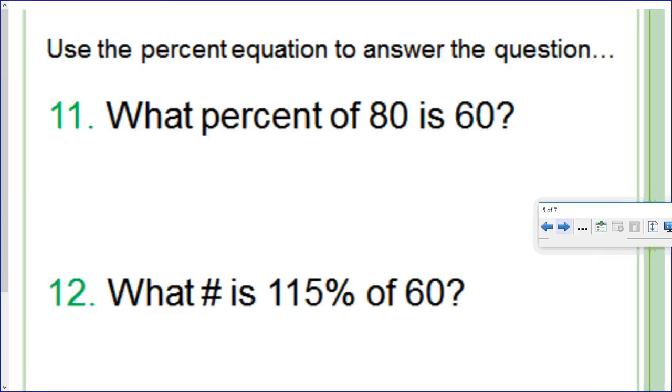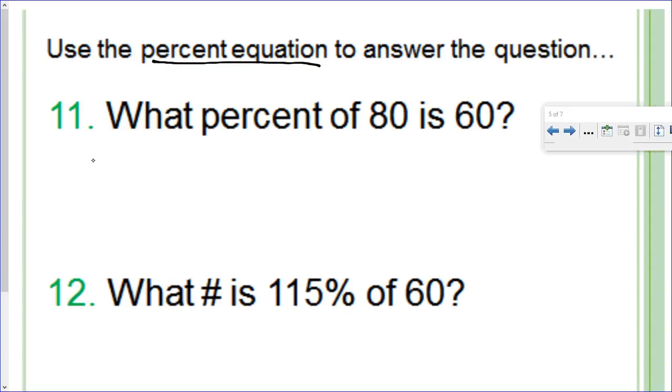Moving on. They want us to use the percent equation for these next couple of questions. Of course, you could set up your proportion. That would be fine. What percent of 80 is 60? You would set it up like this.